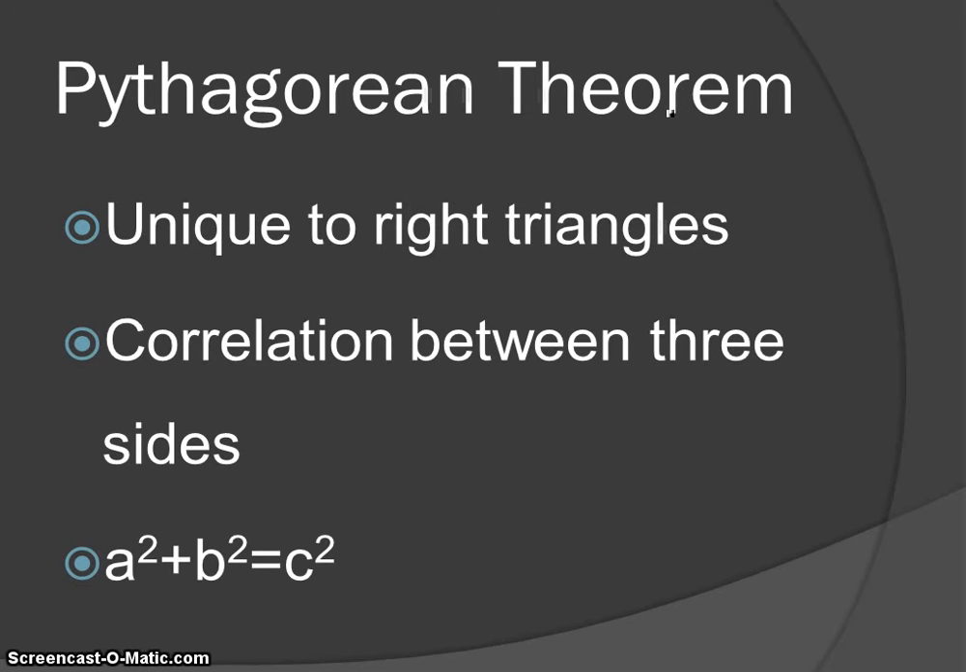Triangles have something unique called the Pythagorean theorem. This is a correlation between the three sides of right triangles, showing how they are related to each other. It is given by the equation a squared plus b squared equals c squared, with a and b being the two base sides of the triangle and c being the hypotenuse, or the longest side of the triangle.